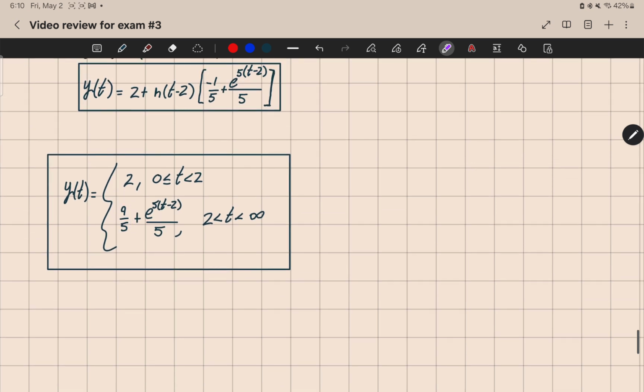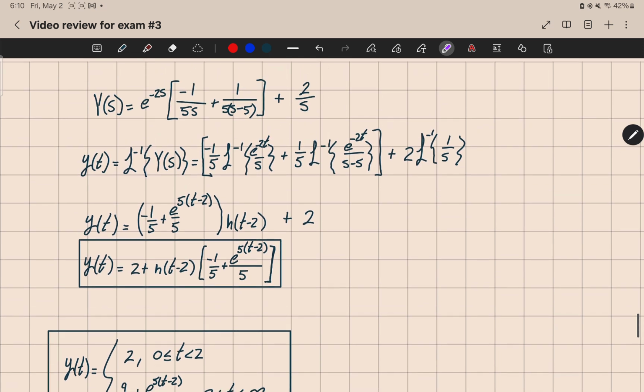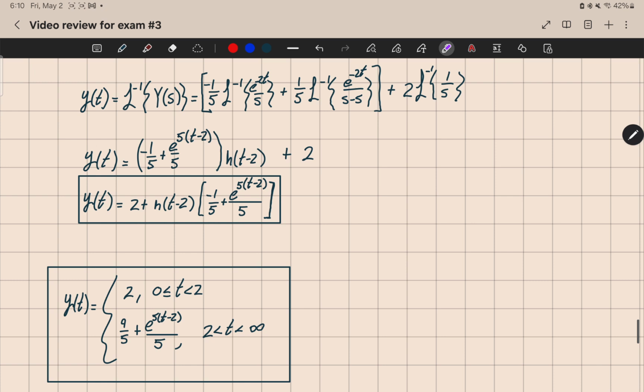That could be a little hard to look at. And then that's just the rest of the function that we have in the brackets up here. And that is from 2 onward. So that is all the pieces of this problem. This is a pretty big problem.